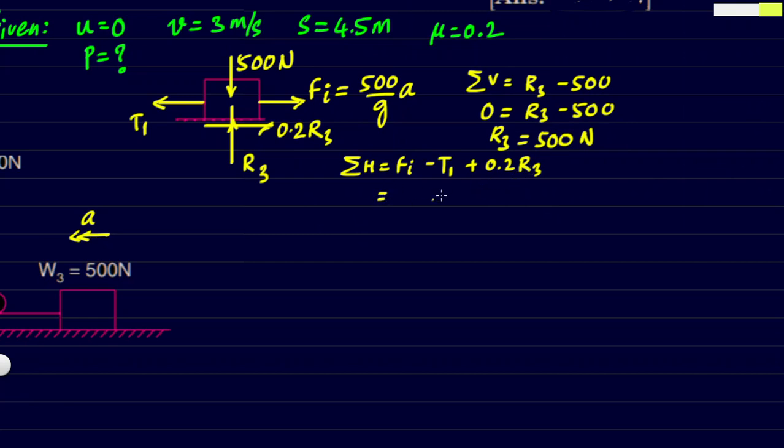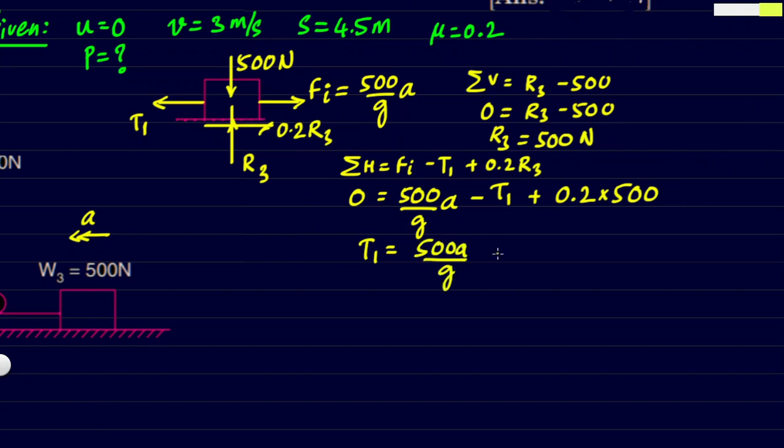Let us substitute whatever values we know. The inertia force, as I just told you, is 500 by g into A, minus the tension T1, which is not known, and the summation of all the horizontal components has to be 0. The R3 value we just found is 500. Let us substitute. That gives us the relation for T1 as 500 times A by g plus 0.2 times 500, which is 100. We will call this our equation number 1.